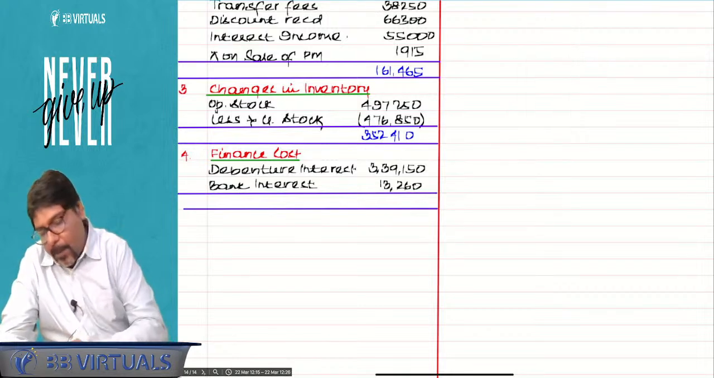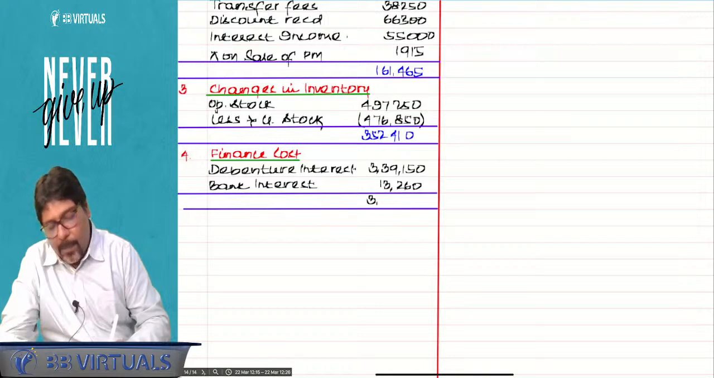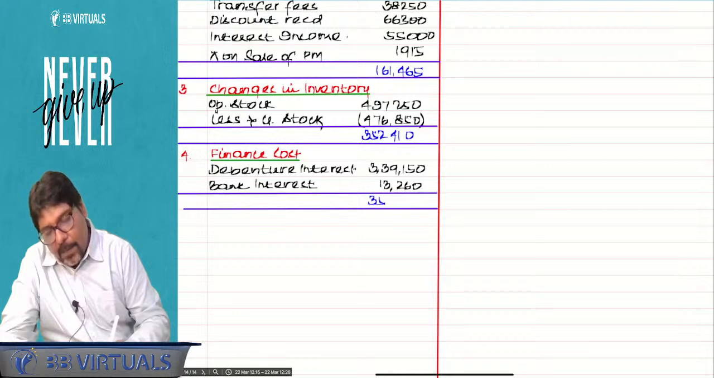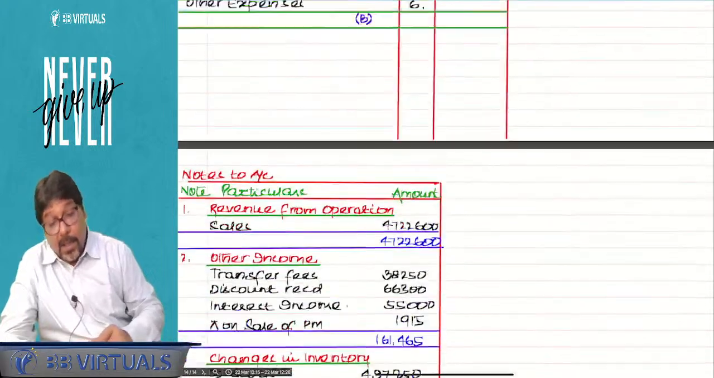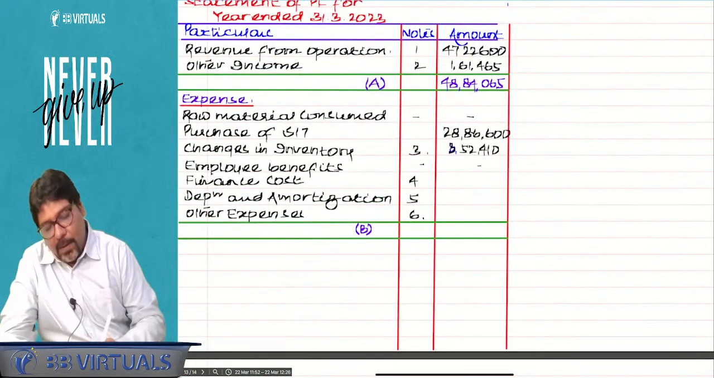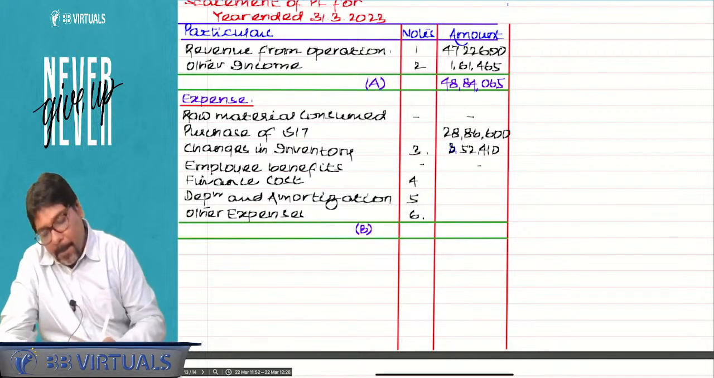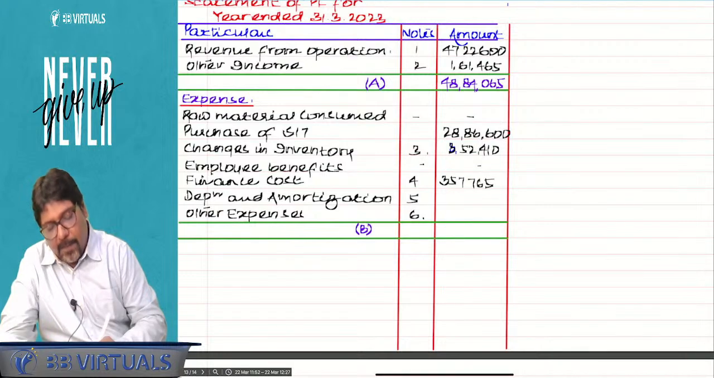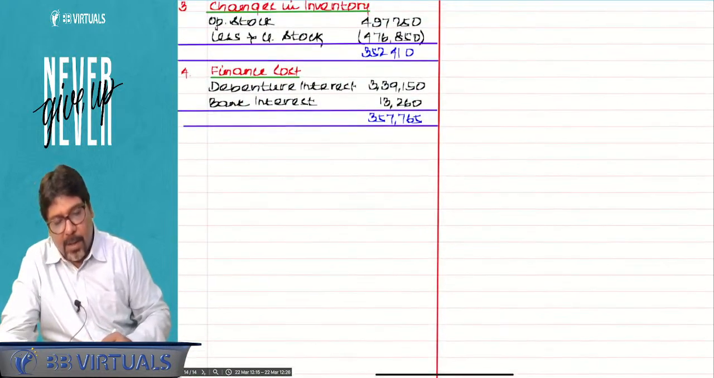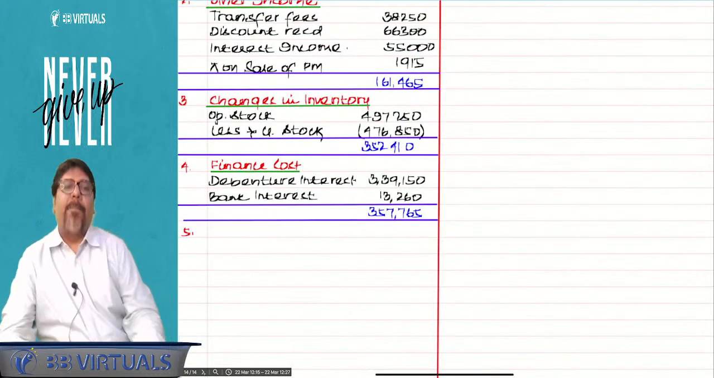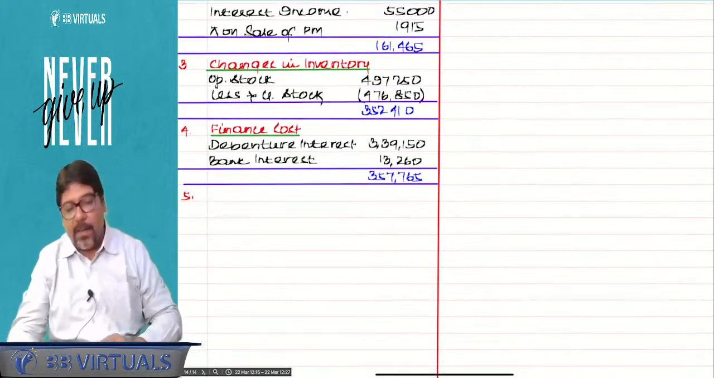3,57,765. Thank you. 357,765. Depreciation and amortization, note number 5. Yes or no? Yes, sir.